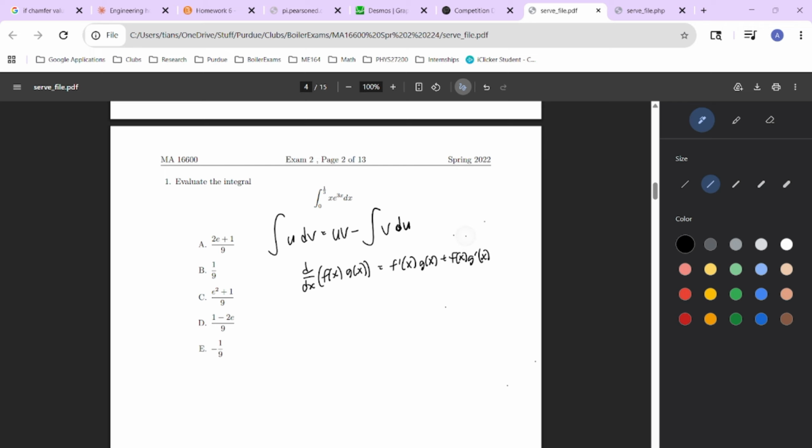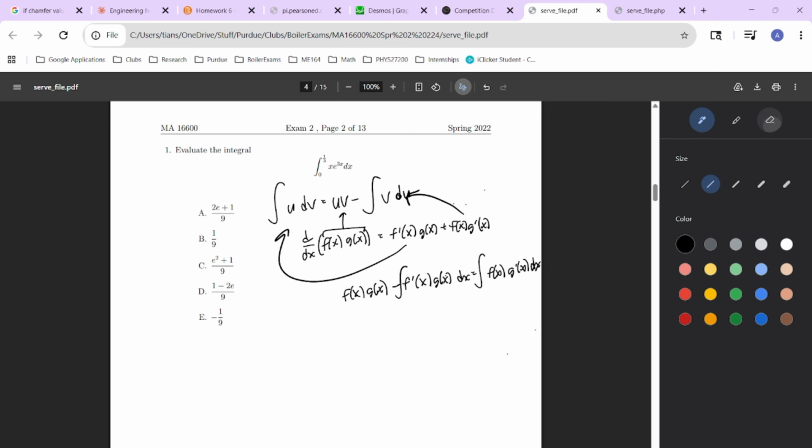You have f of x g of x here, you have f prime of x g of x here, you have this here. If you integrate both sides, you get f of x g of x minus the integral of f prime of x g of x dx, which would in fact equal the integral of f of x g prime of x dx. And you can pretty much see the integration by parts formula start to form.